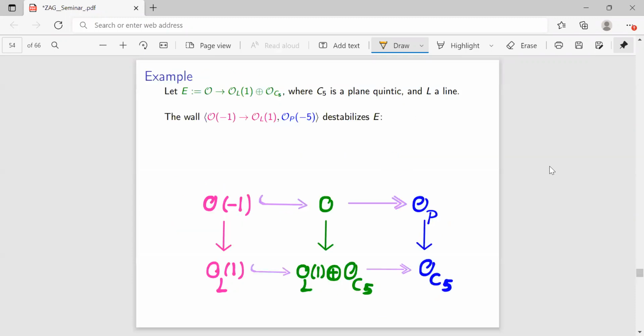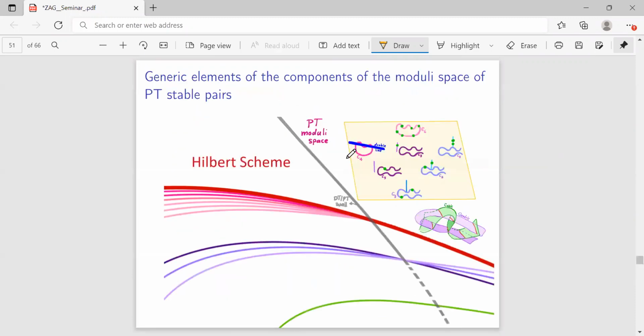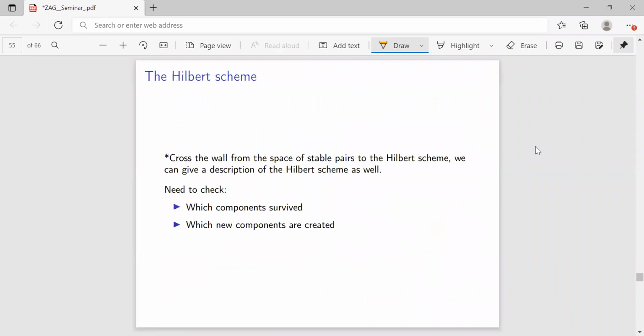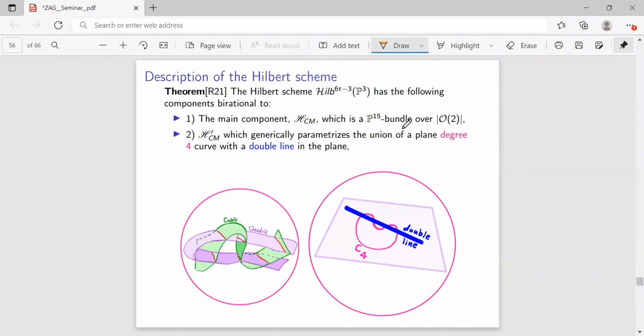Basically, we said that we needed to cross one more wall. We already described this PT stable pair space, and we need to cross this wall to describe the Hilbert scheme. The next theorem describes this Hilbert scheme. First of all, the Hilbert polynomial here is 6t minus 3, because the degree is 6 and the genus is 4. And so this has this component.